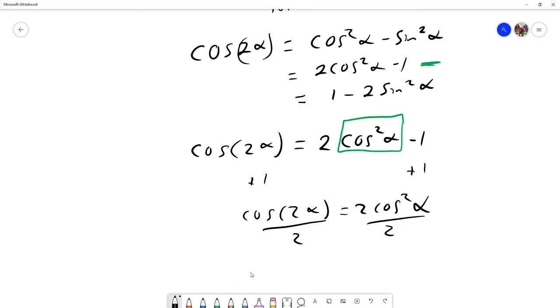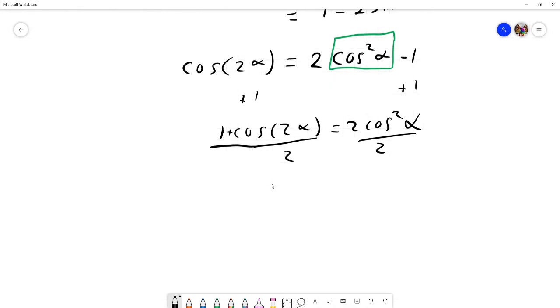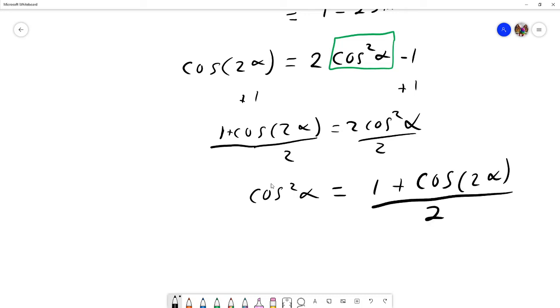And, oh, I forgot my 1. That's funny. And then we are done because that cosine squared alpha is now isolated. And you have a way of expressing it in terms of a cosine without a power. So this is our first identity. We'll box it in blue.